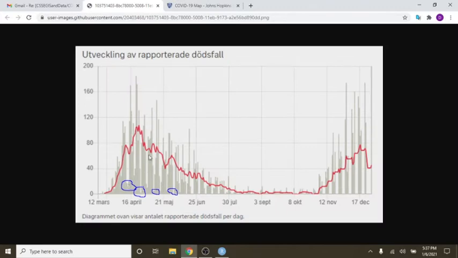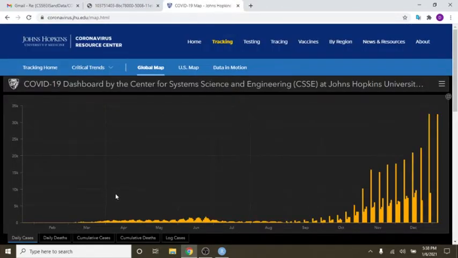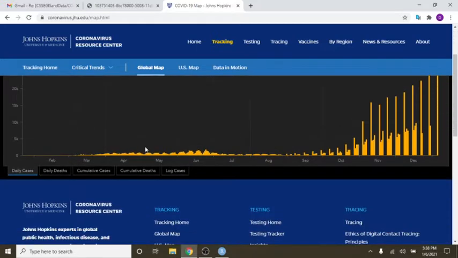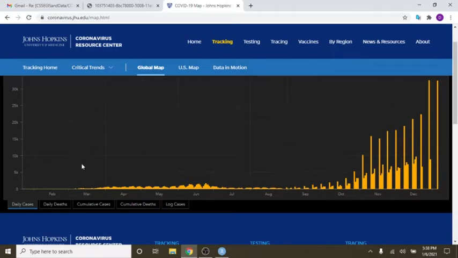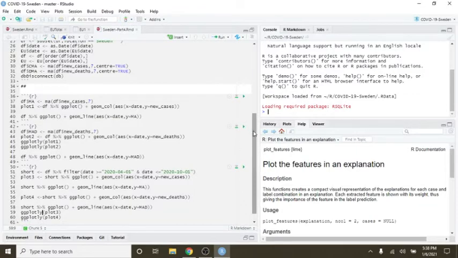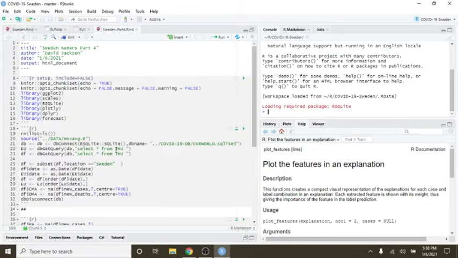Now, in all probability, we don't see them over here, first of all, because we're not zoomed in enough. And that's a bit of a problem, isn't it? Okay, let's come over here and let's run a few simple plots. This data is actually from ourworldindata.org's Johns Hopkins University repository.